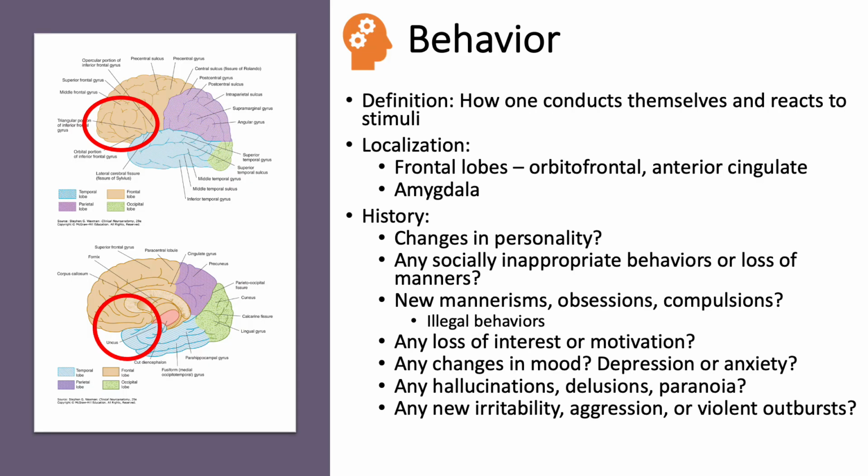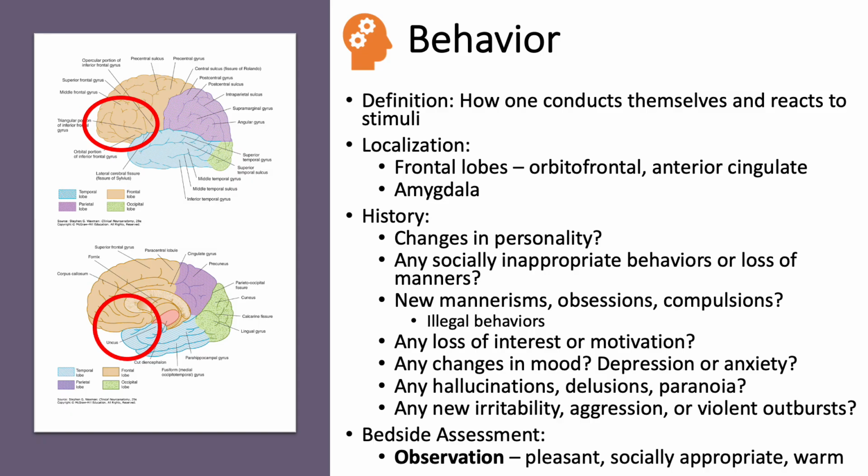Behavior is how we conduct ourselves and react to stimuli that we receive from the world around us. Again, similar to executive function, this is really frontal lobe predominant, and it will manifest itself in changes in personality. People may begin to exhibit socially inappropriate behaviors, again, similar in terms of loss of inhibition. So they develop new mannerisms, compulsions. They may begin to have hallucinations, delusions, or paranoia.